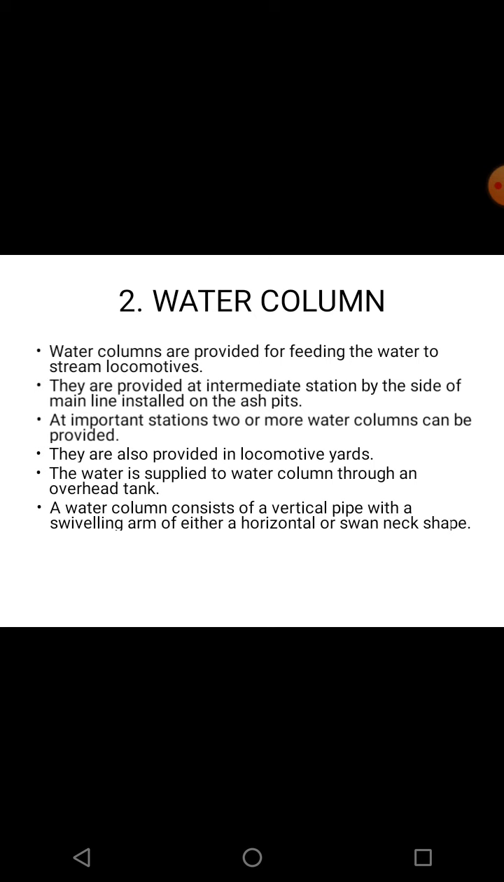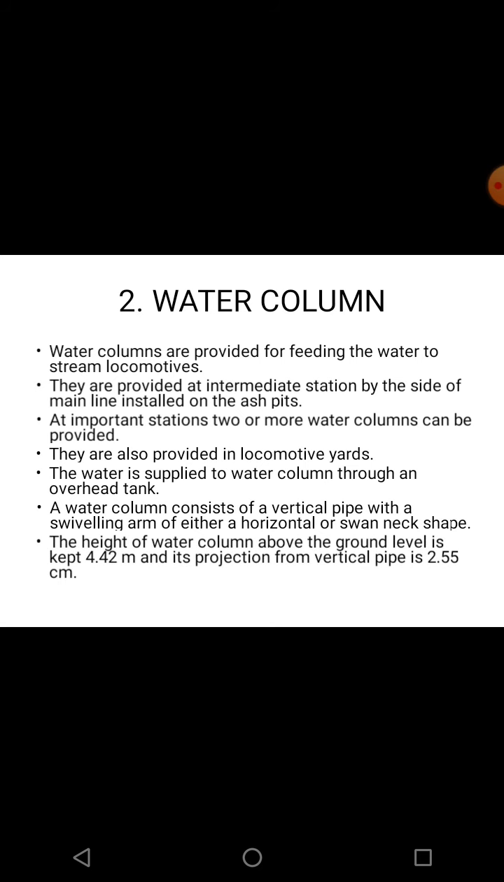Clear? So the water column consists of a vertical pipe with a swing arm of either a horizontal or swan neck shape. The height of the water column is kept about 4.42 meter from the ground level, and the projection of the swing arm is about 2.55 centimeter. It is shown in the figure.